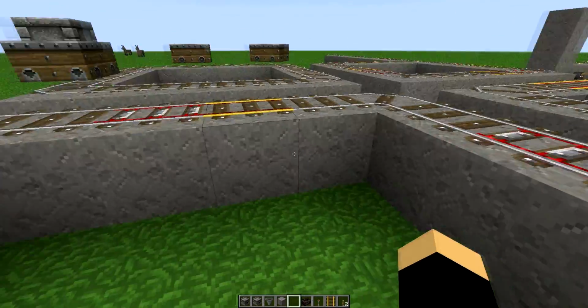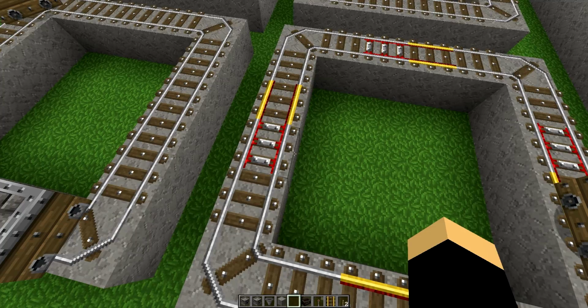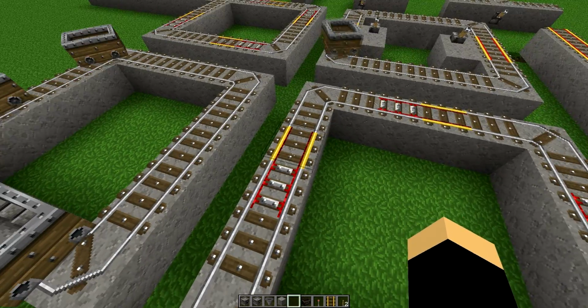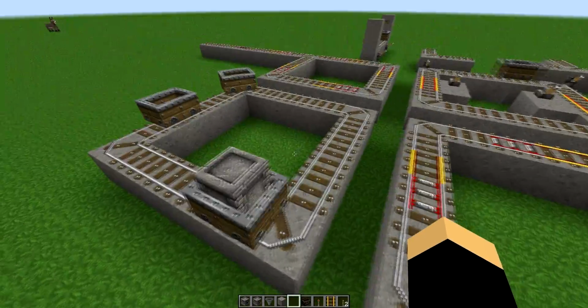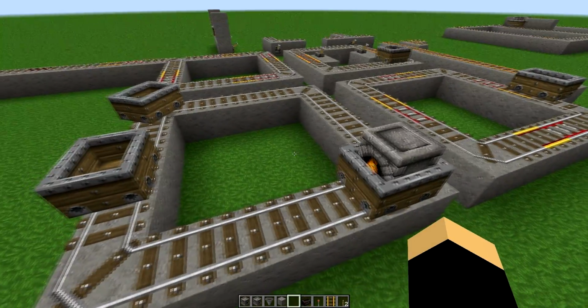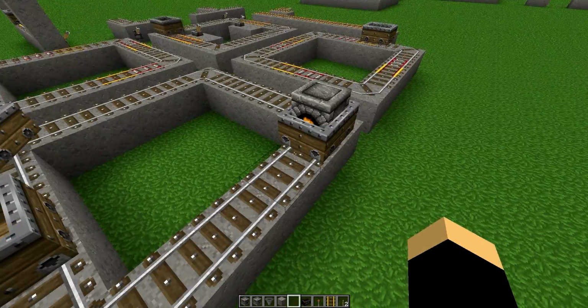Now, detector rails and powered rails can look really pretty. You just have to build your track and that's it. But they are kind of expensive in materials. It requires gold and redstone to craft the powered rails. So if you don't have a whole lot of gold, there is an alternative for reliable power sources, and this whole system here only uses iron, wood planks, cobblestone, and coal.